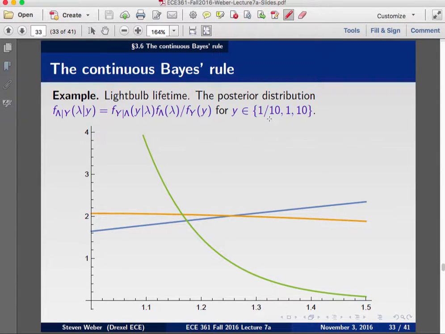So we see that when we observe a very short lifetime, the probability density function on lambda is higher for higher values of lambda, recalling higher values of lambda correspond to shorter values of the mean lifetime. Similarly, when the observed lifetime is long, we see that the higher probability is on the smaller side of lambda, again because longer lifetimes correspond to smaller values of lambda being more likely.